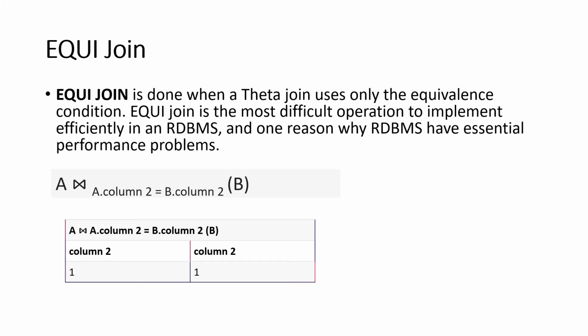Then we come to the next type of inner join, that is equijoin. The same thing is here also, but with a change in condition. There, in theta join, we were using the greater than or less than symbol, but here we can only use the equal value.